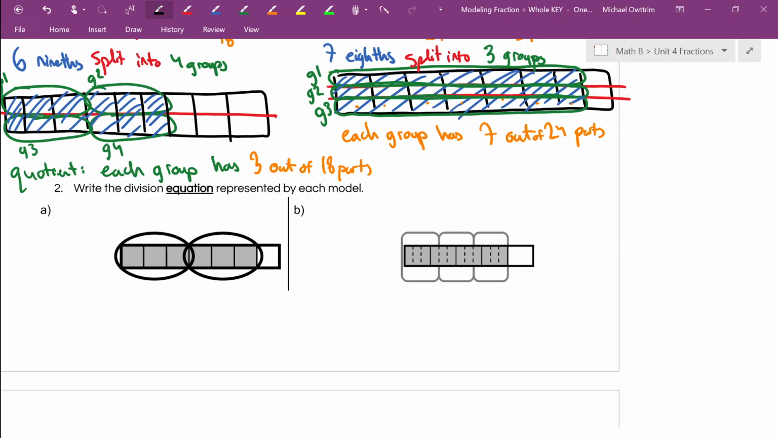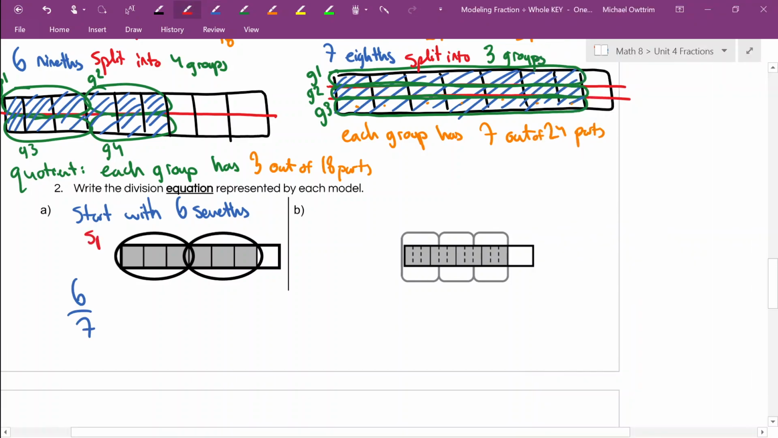Okay. For figuring out your division statement, think about what you're starting with, shade it in, and how many groups we're dividing into. So we are starting with 6 out of 7. Or 6/7. And we want to split into 2 groups. Obviously we have a group there and a group there. And so that's going to be splitting into 2 groups. And the solution is 3/7 in each group.